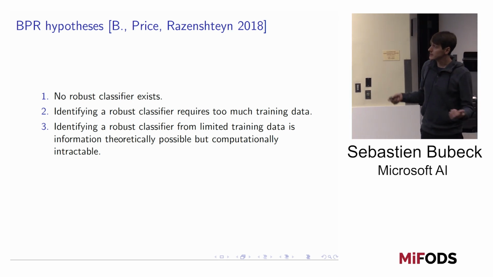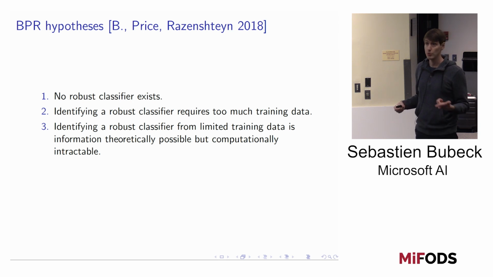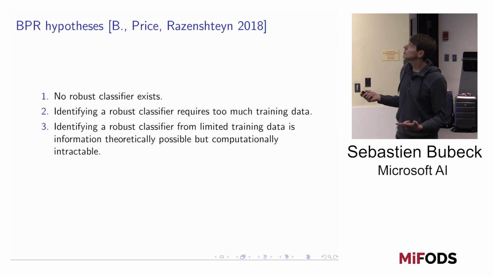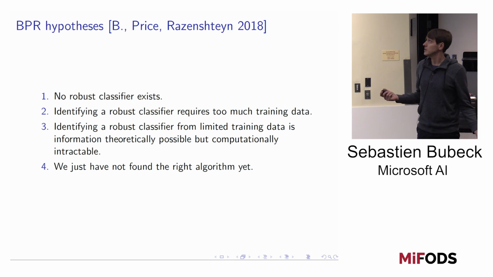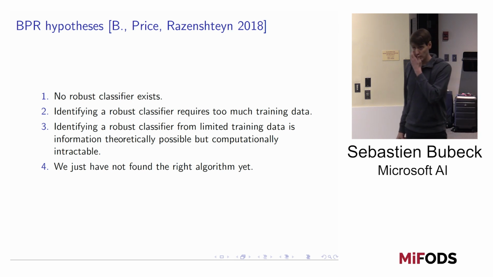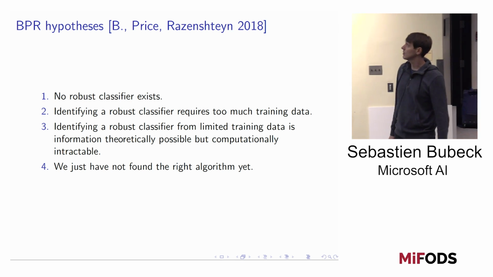The third hypothesis is that neither one nor two is true. So there is a robust classifier, and you can find it information theoretically with a few samples, but you cannot find it computationally. That's hypothesis 3. And hypothesis 4 is just that we don't have the right algorithm yet. This is also definitely a very real possibility.